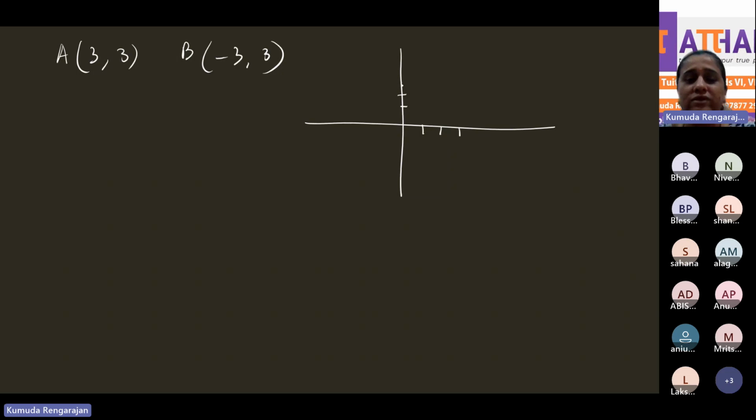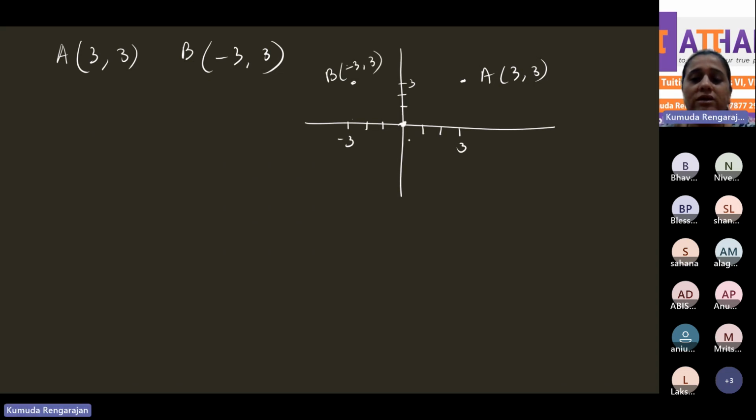So A is (3, 3): 1, 2, 3, 3, somewhere here, roughly here. B is (-3, 3). So 1, 2, 3, this is -3. So (-3, 3) is here. This is B, which is (-3, 3).